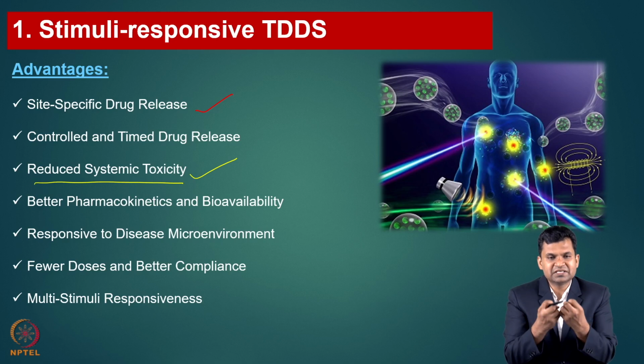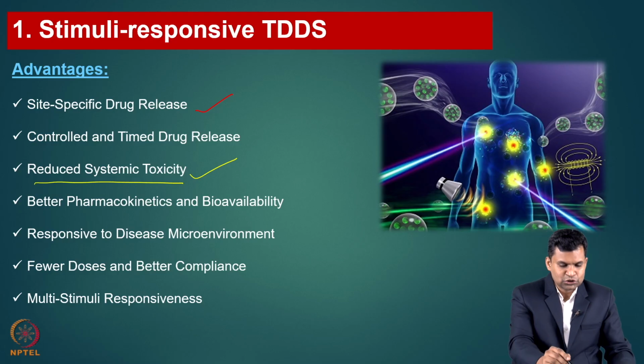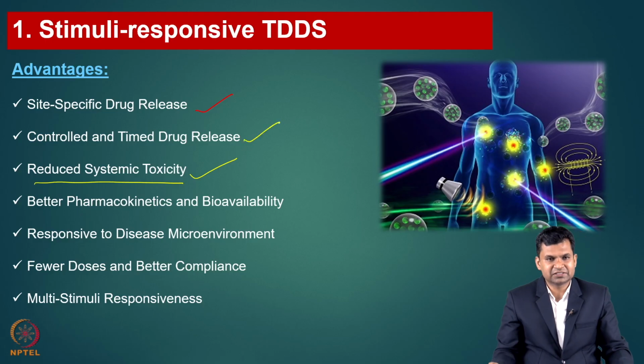If the pH is acidic and you have a pH sensitive polymer, definitely it will release at that particular pH, and that will be a controlled and timed release based on the formulation strategies. So, that is also one of the advantages of the stimuli responsive drug delivery systems.